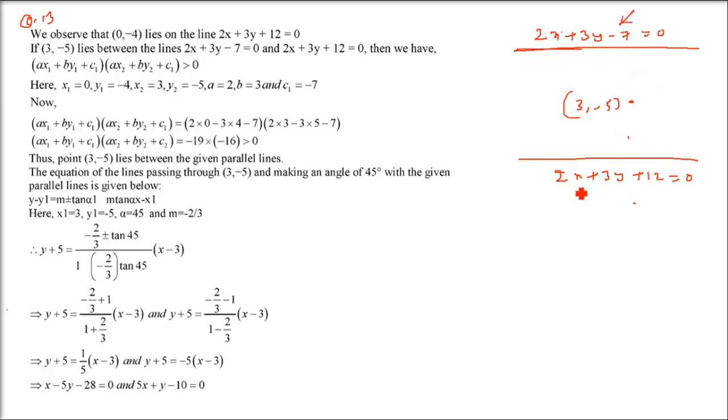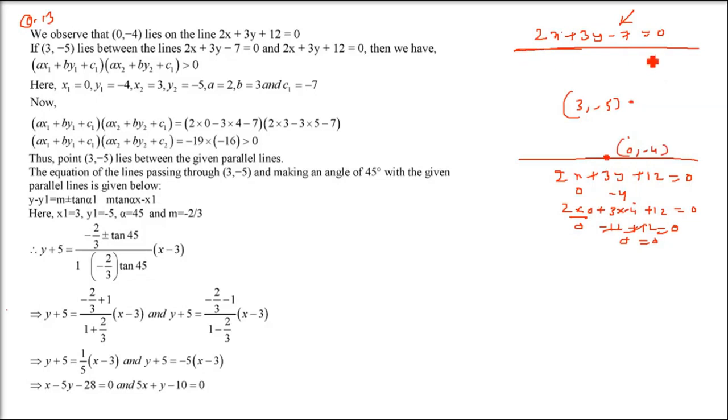So 2x, now in the place of x, if I put 0, in place of y I put -4, I'm just taking a hit and trial. What do you get? 0 and -4 solves the equation. So 0 and -4 lies on this line.